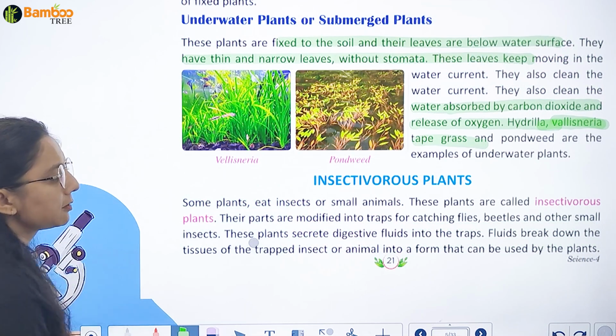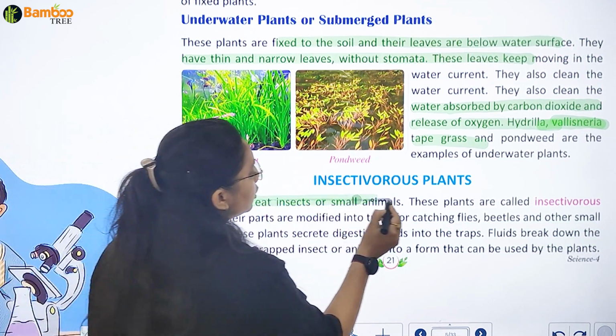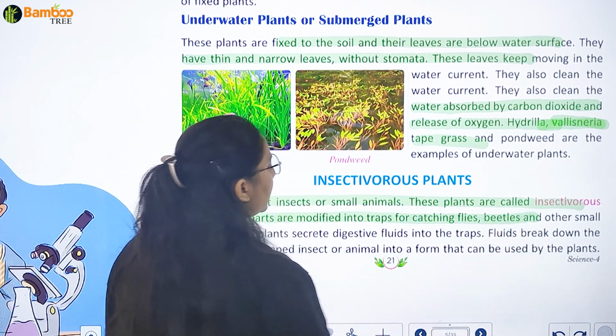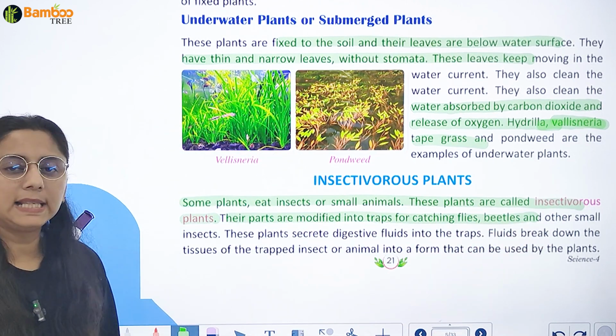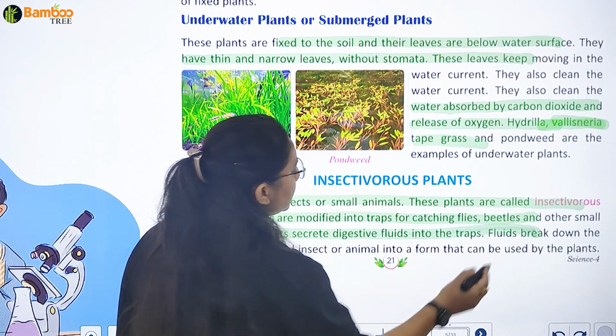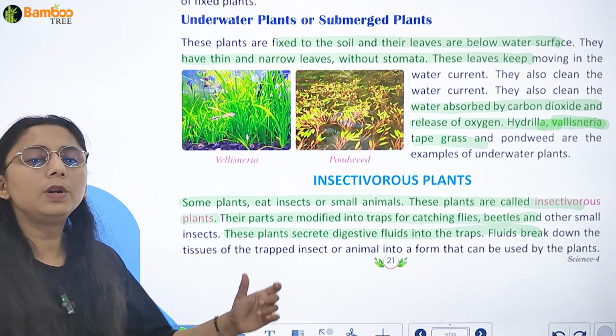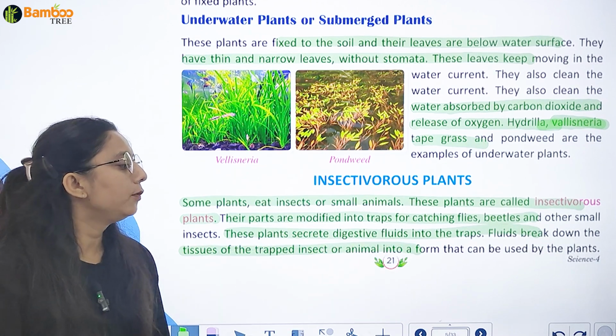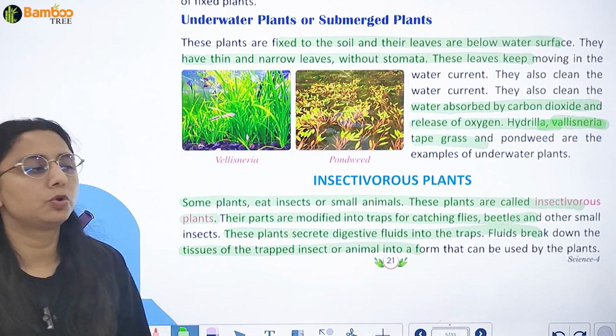Now we have insectivorous plants. Some plants eat insects or small animals. These are called insectivorous plants. Their parts are modified into traps for catching flies, beetles, and other small insects. These plants secrete digestive fluids into the trap. And these fluids break down the tissue of the trapped insect or animal, and they form nutrients that can be used by them.